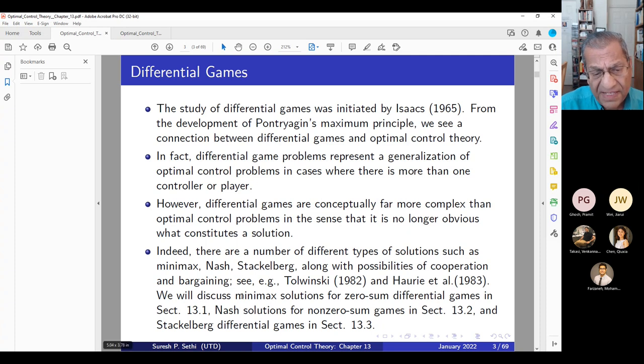So the simplest games are called minimax games or zero-sum differential games. We'll cover them first, and then we will cover the Nash games in 13.2, and then we cover the Stackelberg games in section 13.3. So this is our program for today. We may not be able to cover everything, but we still have another session or two sessions, and we will talk about that briefly later.